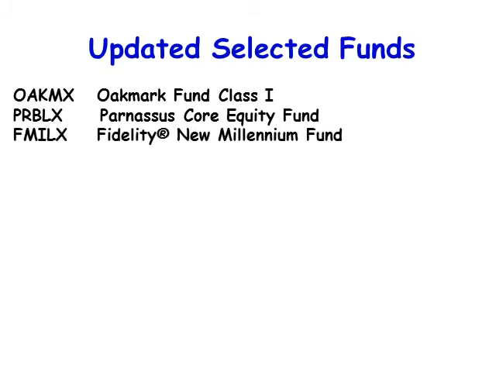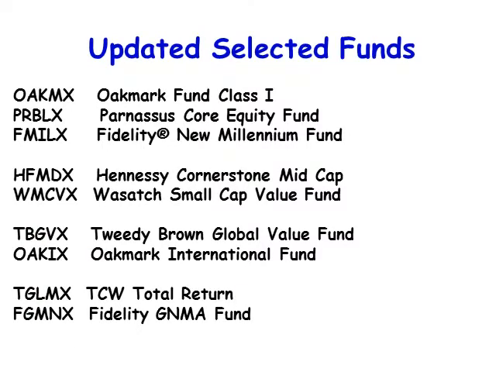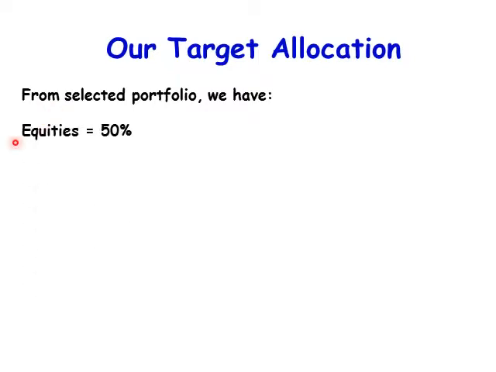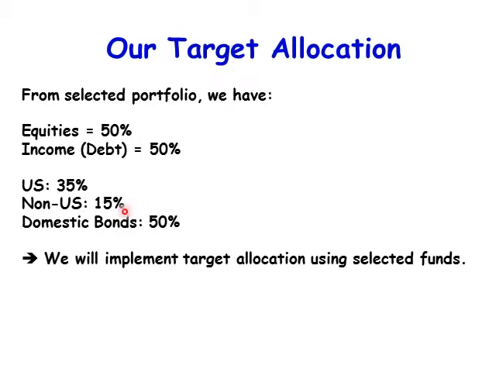So now I added one more fund here, and so we have two international funds and two bond funds. Let's continue. We have three large cap funds, one mid cap, one small cap, two international, and two bond funds. Our target allocation is equity 50%, income 50%, US 35%, non-US 15%. That's a 70 to 30 ratio. Domestic owns 50%, and we are domestic here.